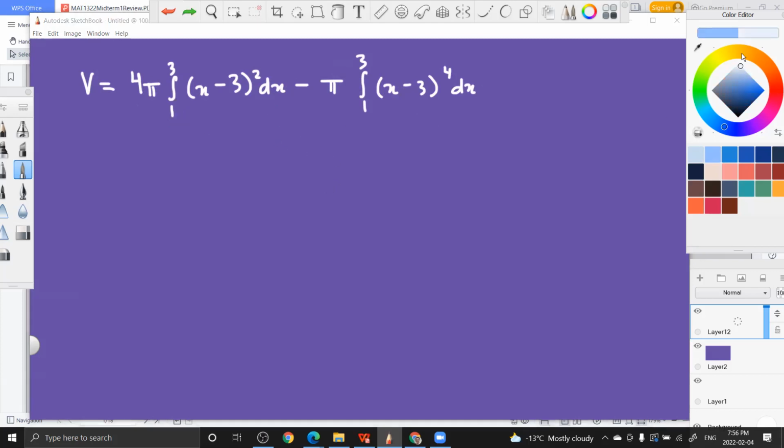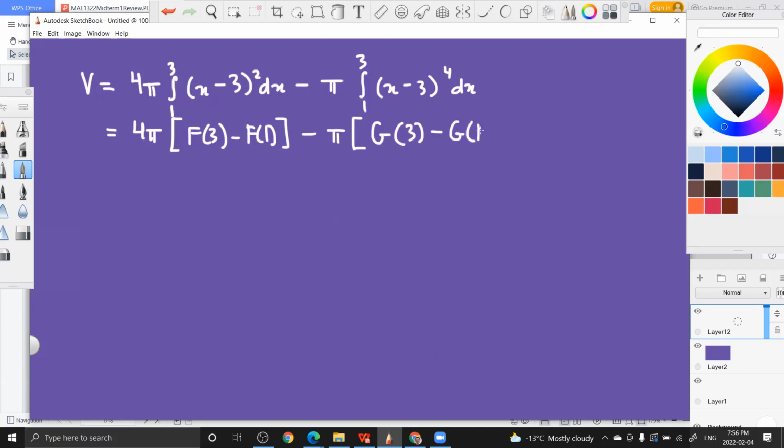We can write this as 4 pi times F of 3 minus F of 1, and I'll talk about what F means in a moment, minus pi times G. Let's call it G. Actually, you can call it any variable you want. So G of 3 minus G of 1. So F of x, the big F of x, is the integral of x minus 3 to the power of 2 dx.